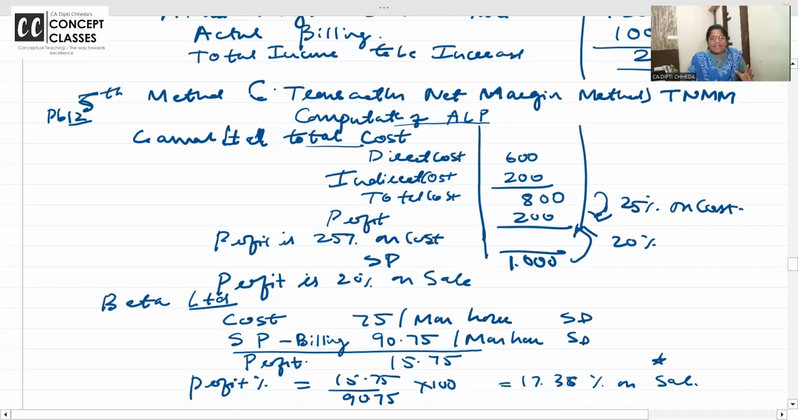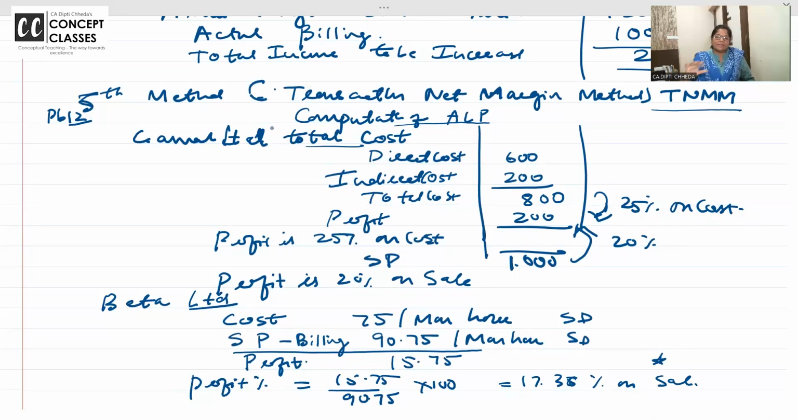Right? And the last method, asked only once until now, but practically this is very much used, is the transactional net margin method. How much is the margin in my business compared to the market? That we can know. The same data I'm using for the cost plus method, I can use for the TNMM method also. My direct cost is 600, indirect cost is 200, total cost is 800, profit is 200, selling price is 1000.